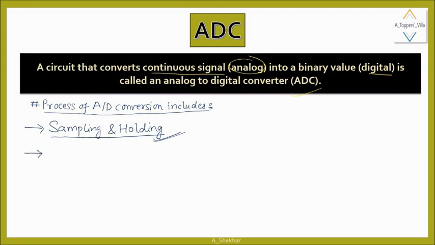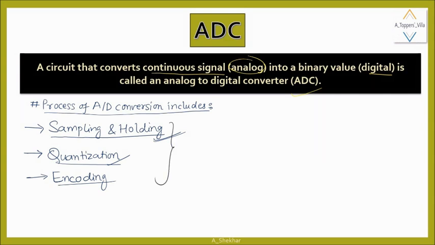The next process is quantization. Quantization means the determination of what digital value best represents the analog signal level. And the next step is encoding. This encoding involves the method of assigning a digital equivalent to the sampled signal. So why is this done?